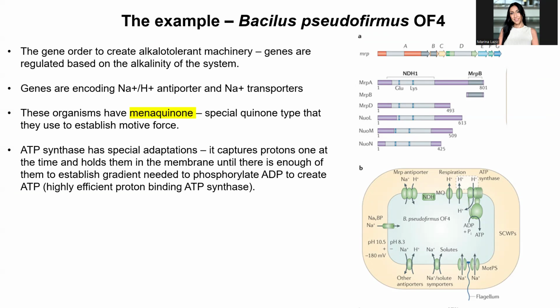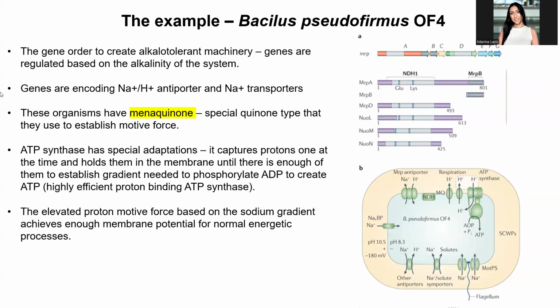ATP synthase, again, is the only one that relies on proton motive force. It captures protons one at a time and holds them in the membrane until there are enough of them to establish the gradient needed to phosphorylate ADP to ATP. So it still kind of saves those protons. It captures them one at a time and holds them until there are enough. It's still one specific adaptation. It does use proton motive force, but collects protons one at a time.